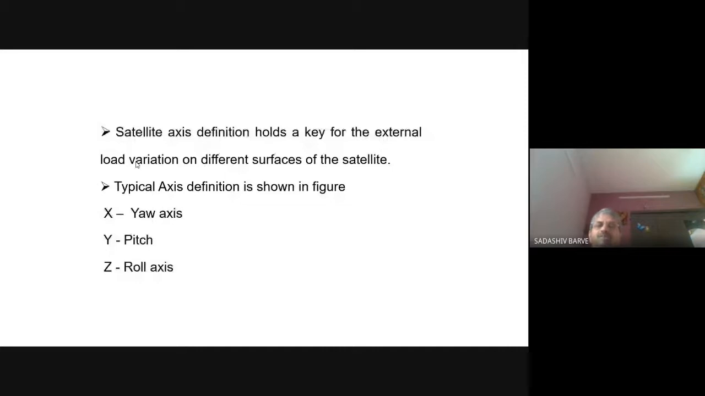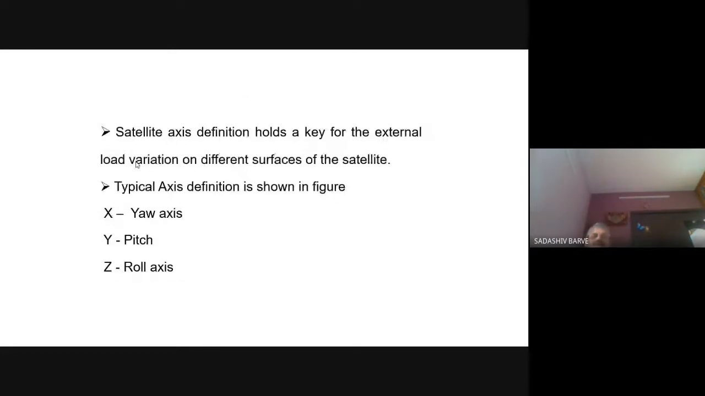Those concepts are important, and that is why a typical axis definition has X, Y, and Z as the yaw axis, pitch axis, and roll axis. These references are basically taken from a boat. You must have seen a boat going in a river or in the ocean. Generally, yawing and pitching are the common terms I use. Rolling is not there, because if it rolls, people will go into the water. But these axis definitions are basically taken from the boat: yaw, pitch, and roll.